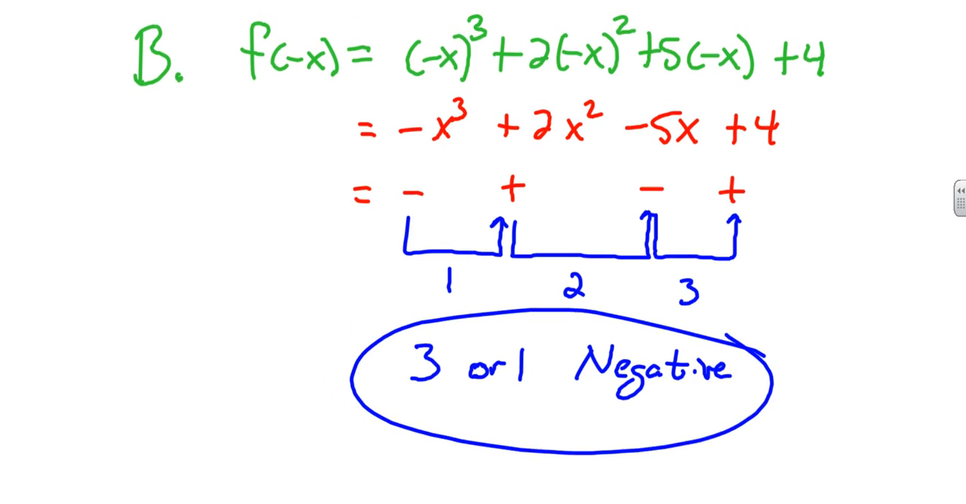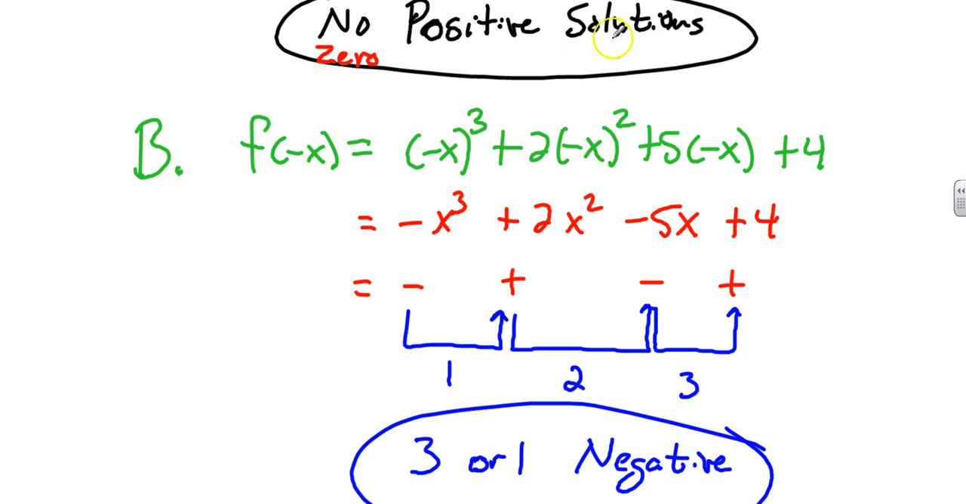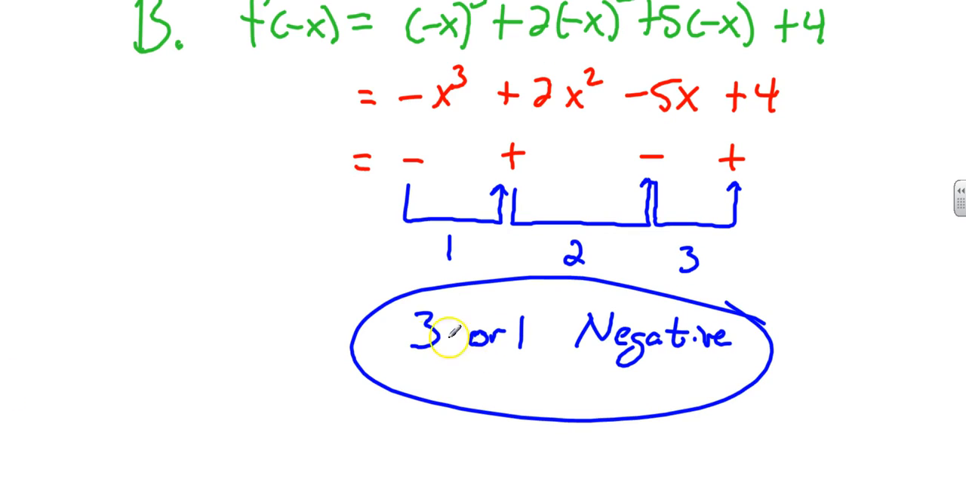So that would be a 2-part question where, for part A, they're going to ask you how many positive. In this case, there are no positive solutions at all. And for the negatives, you're going to have 3 or you're going to have 1. So you know you're going to have at least 1 negative solution. You might have 3, and you don't know until you start going through and doing synthetic division to find out.